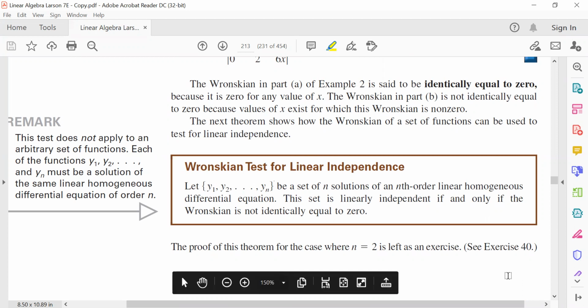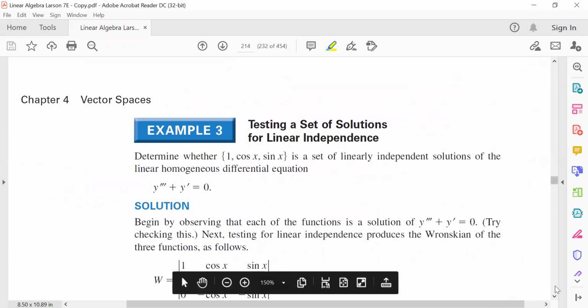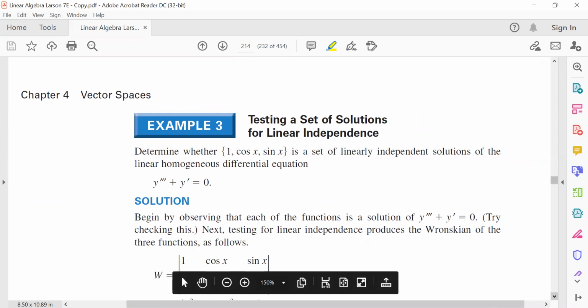So if I have a particular linear homogeneous differential equation, and I want to know, are these n solutions linearly independent, I do the Wronskian. Then if I discover that they're not independent, I know I have to start searching for some more solutions, because I know that there are going to be n. Anyway, let's look at some examples.